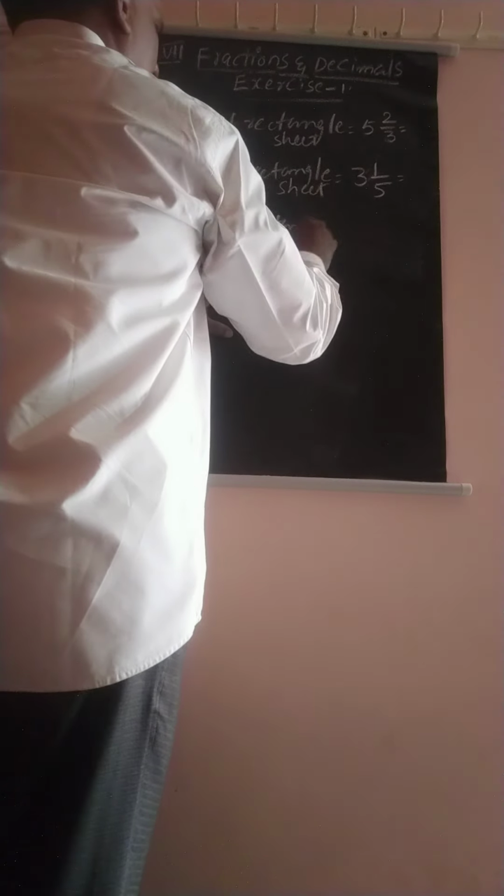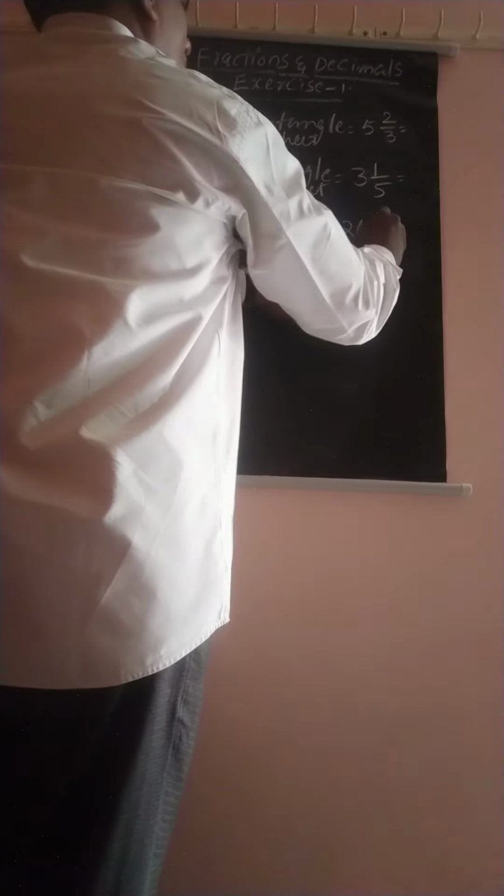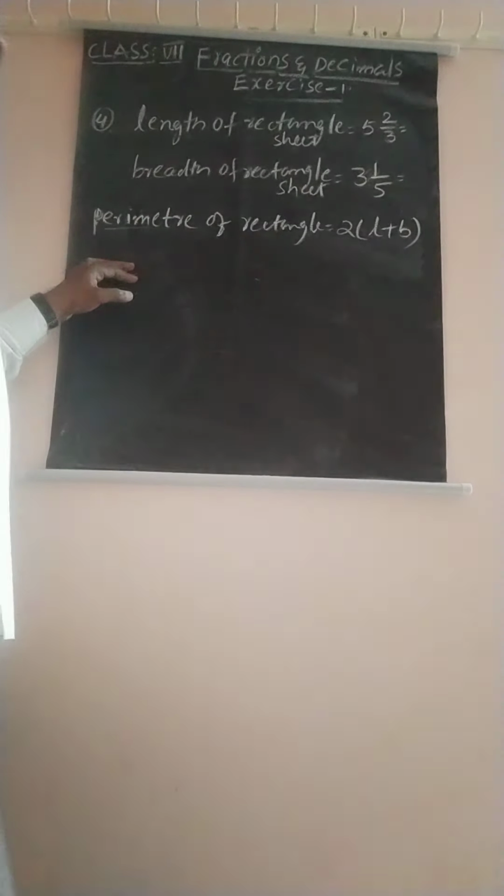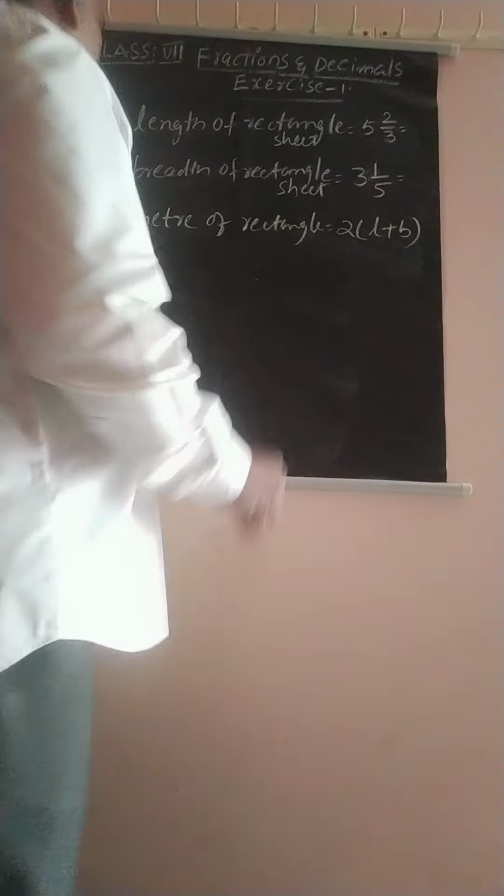Perimeter of rectangle. The formula is 2 into (L plus B). They are asking to find the perimeter of the rectangle sheet. Perimeter of rectangle formula: what is it? 2 into (L plus B).